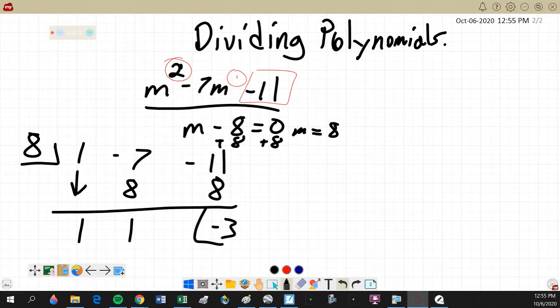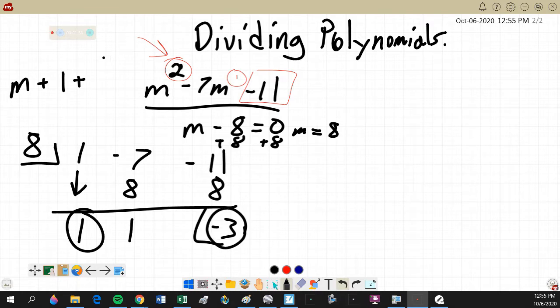So my original was an m squared. So the result will be an m to the first. So it's going to be 1m to the first plus 1. And then we write plus the remainder, which is -3, over the original denominator, m minus 8.